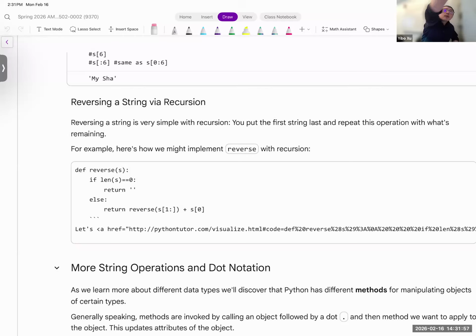Here, this is another implementation in the fifth lecture note.